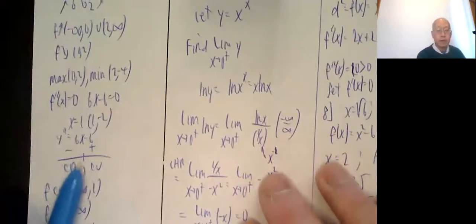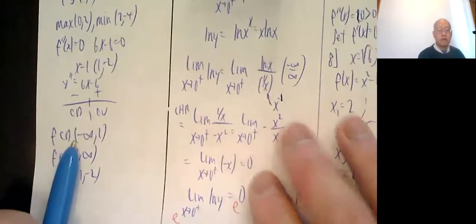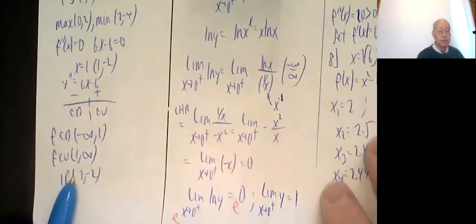Sign chart for y double prime. Here's 1: negative, positive, concave down, concave up. So the function f is concave down from negative infinity to 1, concave up from 1 to infinity, and an inflection point at (1, negative 2).